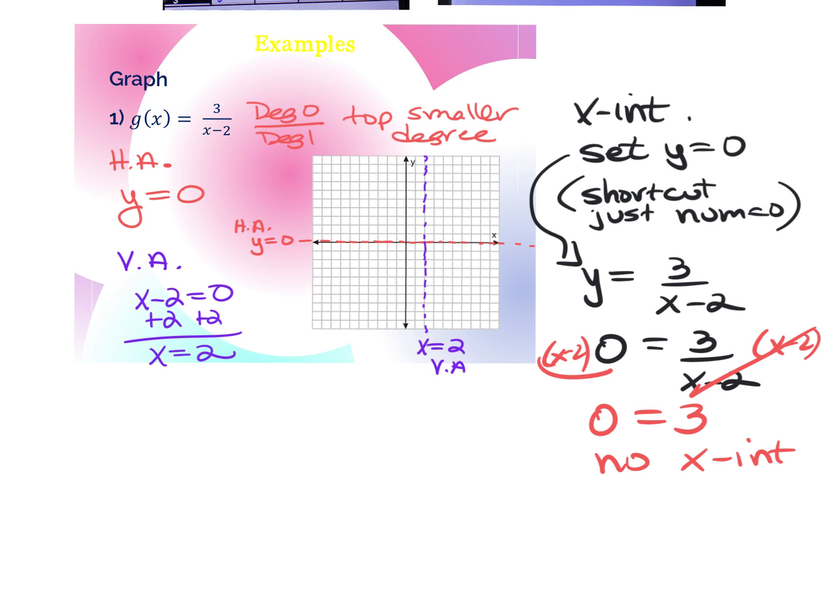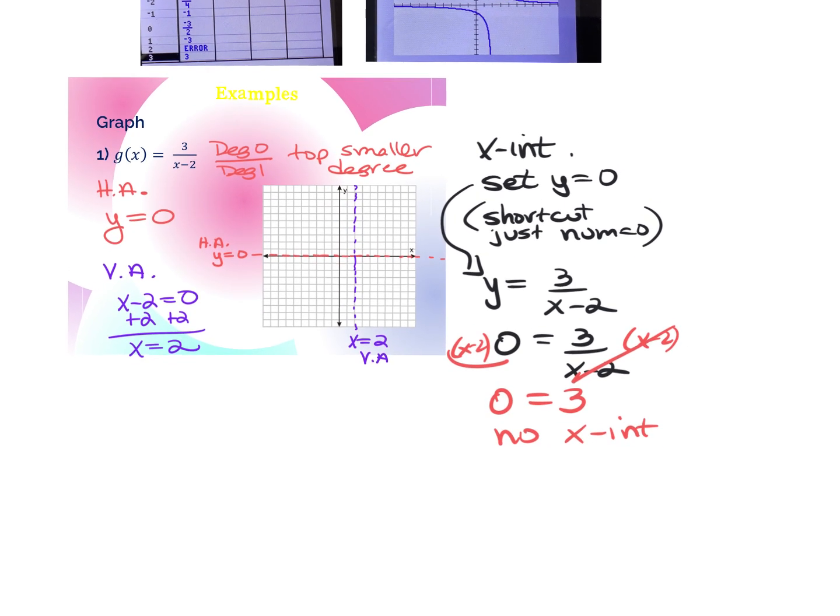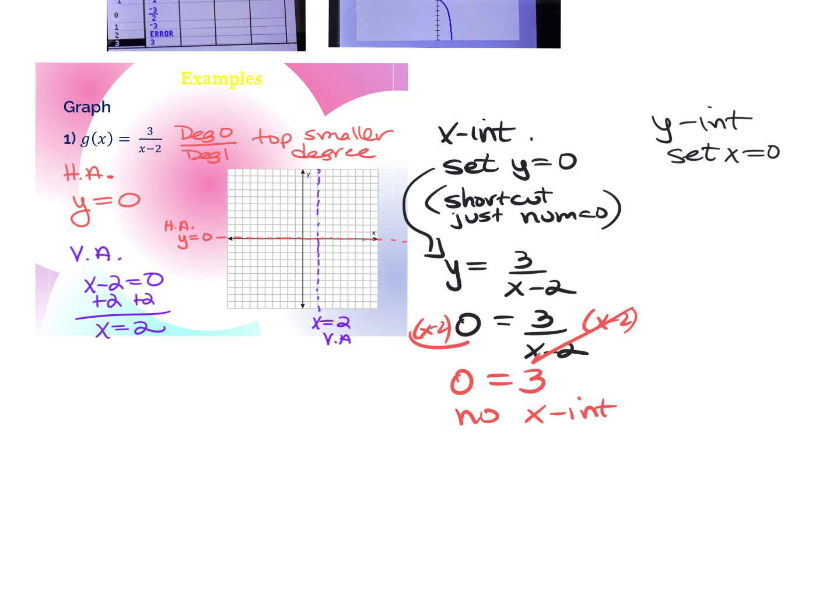Now for the y-intercept, we're going to set x equal to 0. No shortcut here. We actually have to plug in x equals 0. So y equals 3 over 0 minus 2, just plugging it into the original problem, and I get 3 over negative 2. So my y-intercept is the ordered pair (0, -1.5), or (0, -3/2).